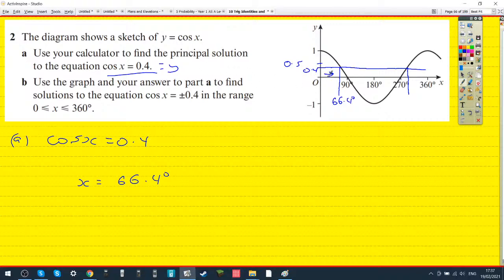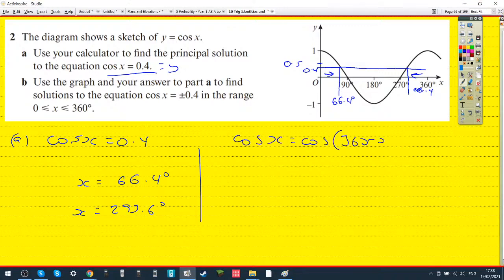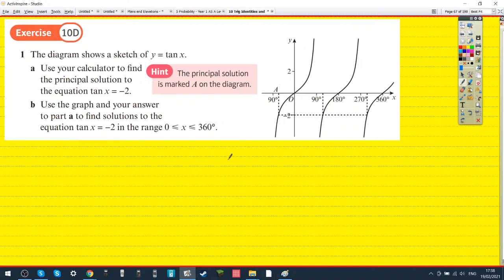66.4 in from the left, so we need 66.4 in from the right. So 293.6, and so x equals 293.6. And so what you see there is cos x is equal to cos (360 minus x). And that's a way to get an additional solution within the range.